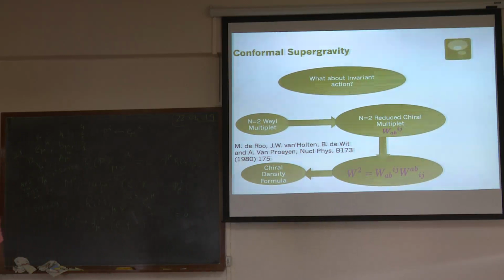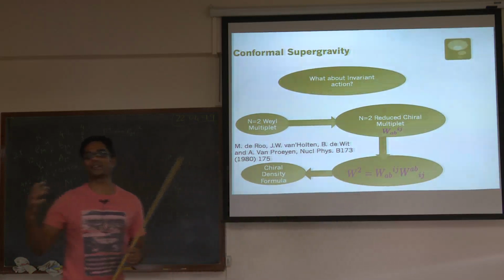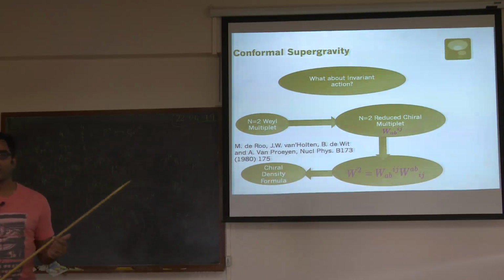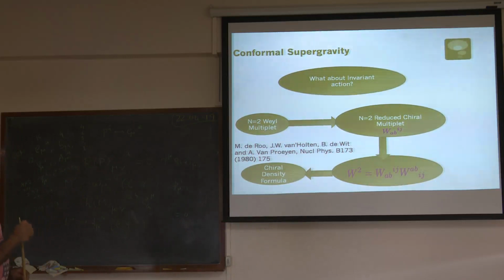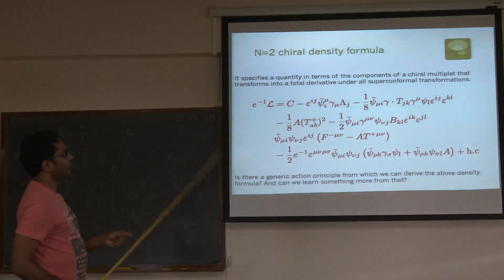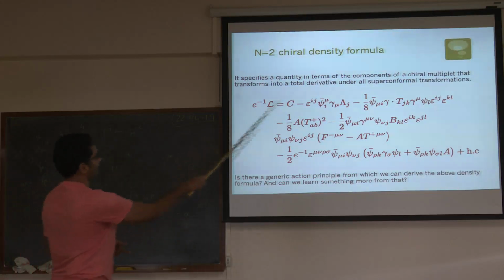Okay. Weyl weight is basically how it transforms under dilatation, and using that composite multiplet whose lowest component has Weyl weight 2 and highest component has Weyl weight 4, you put it into something known as the chiral density formula, which is what I will discuss in the next slide. After you put it in the chiral density formula, what you have is an invariant action for the n equal to 2 Weyl multiplet. Okay. So, what is this chiral density formula? It basically specifies a quantity in terms of the components of the chiral multiplet that transforms into a total derivative under all superconformal transformations, which is as given in this expression.